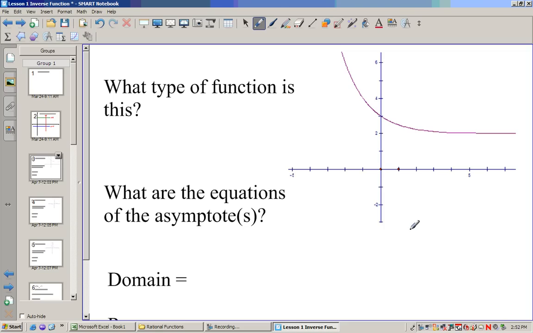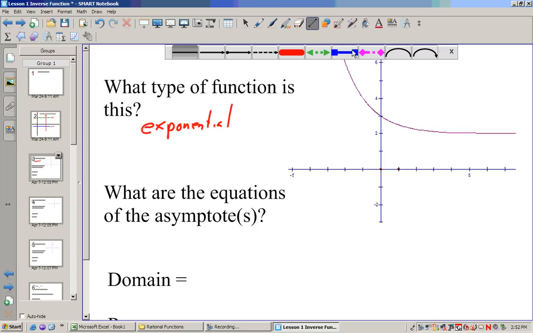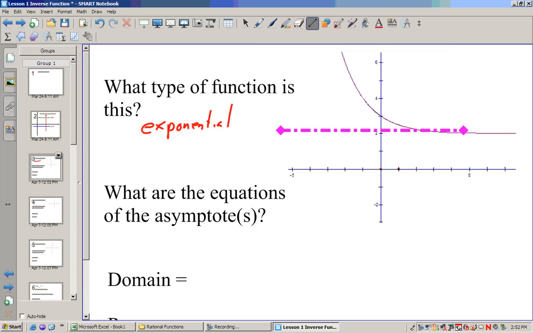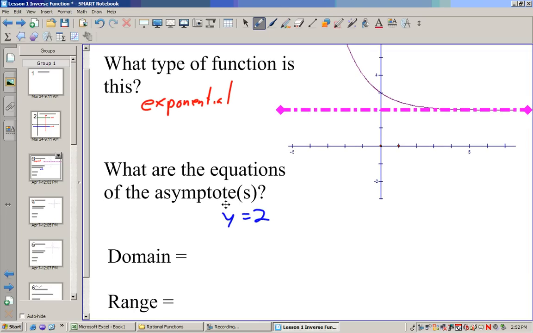What type of an equation is this? What kind of function is this? Hopefully everyone is saying exponential. Now what are the equations of the asymptote? The asymptote is this line that is getting closer and closer to, but never actually hits. This one right here. And that's a horizontal line at 2. So y equals 2.